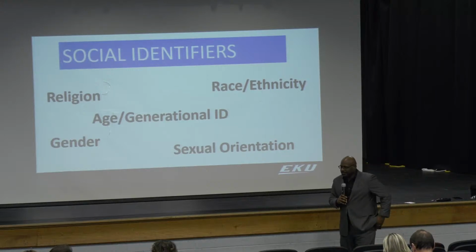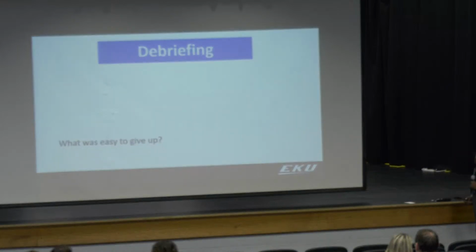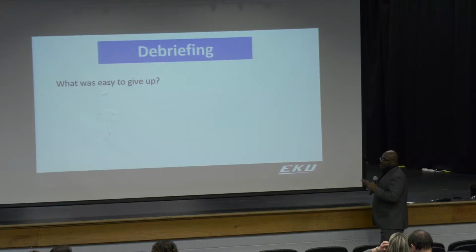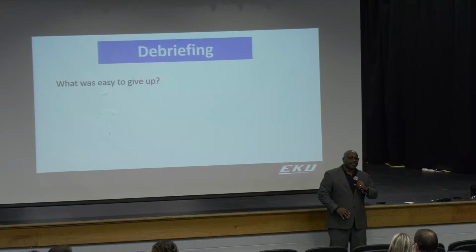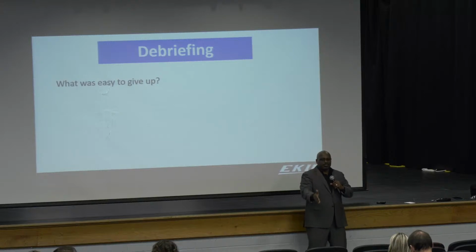Now, let's debrief. What was easy to give up? When I first said, look at your 5 cards, rip up the one that's least important to you, I'm going to make a prediction. I'm going to say 2/3 of you all said age. If you said age, raise your hand.